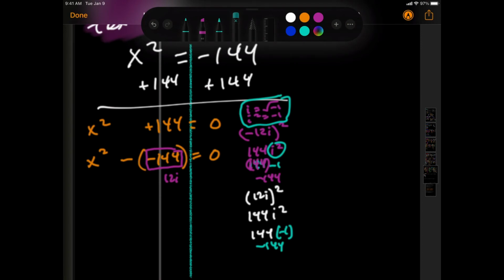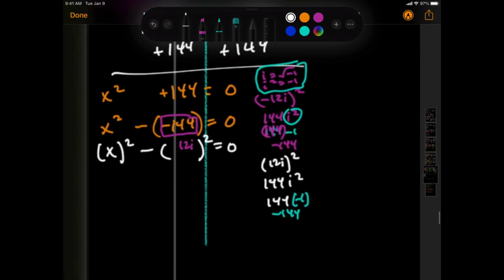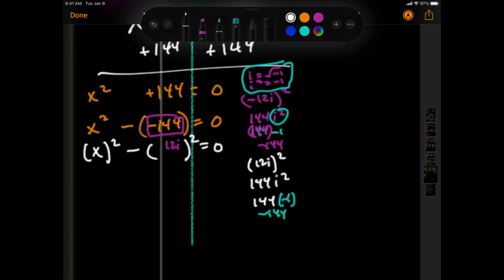So now I have (x squared) minus (12i) squared equals 0. And the reason why I want to do that is so that I can use the formula difference of squares, which I showed you.